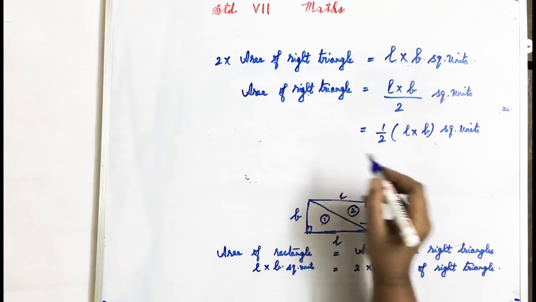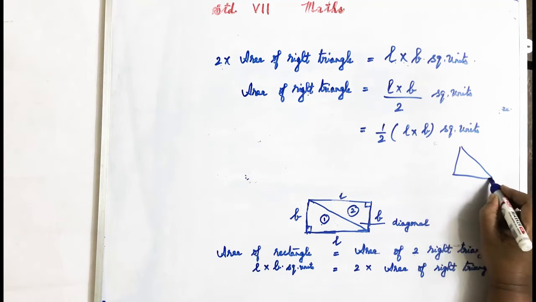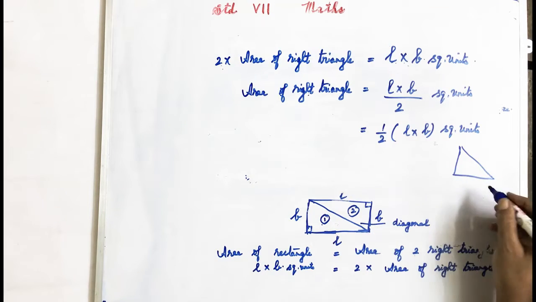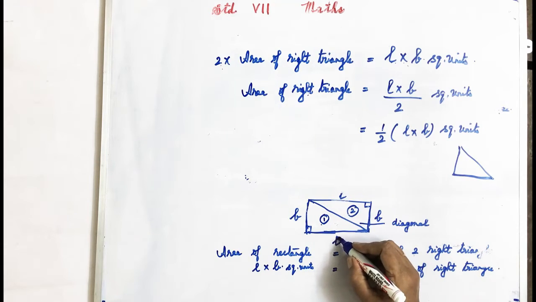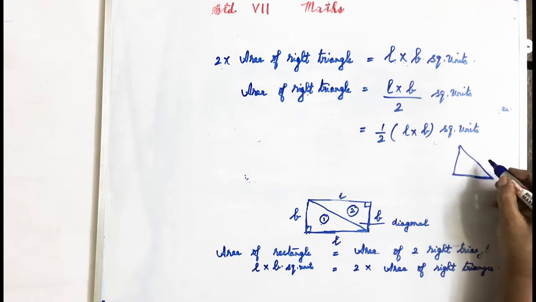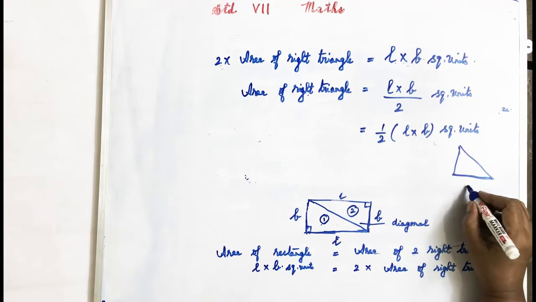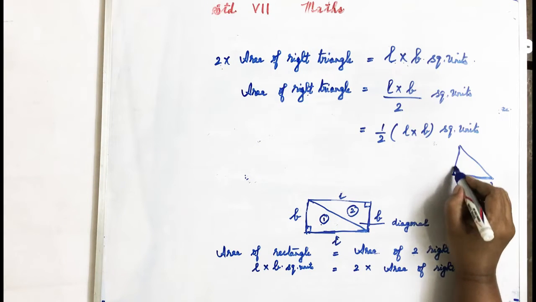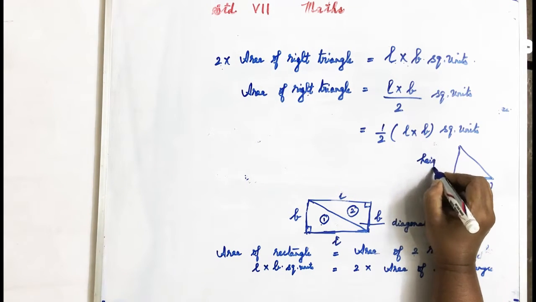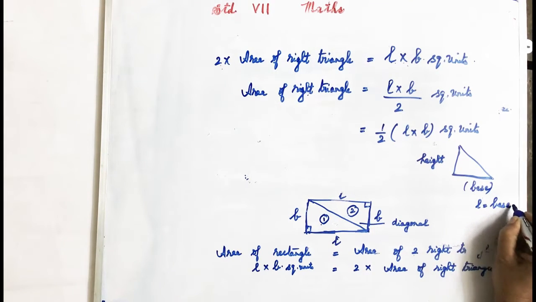Now we are going to consider only this one part. One right triangle I have considered. Now this horizontal line, which is the length in the rectangle, when we consider the one right triangle, that length becomes the base. And this vertical line becomes the height. So length becomes the base and breadth becomes the height.